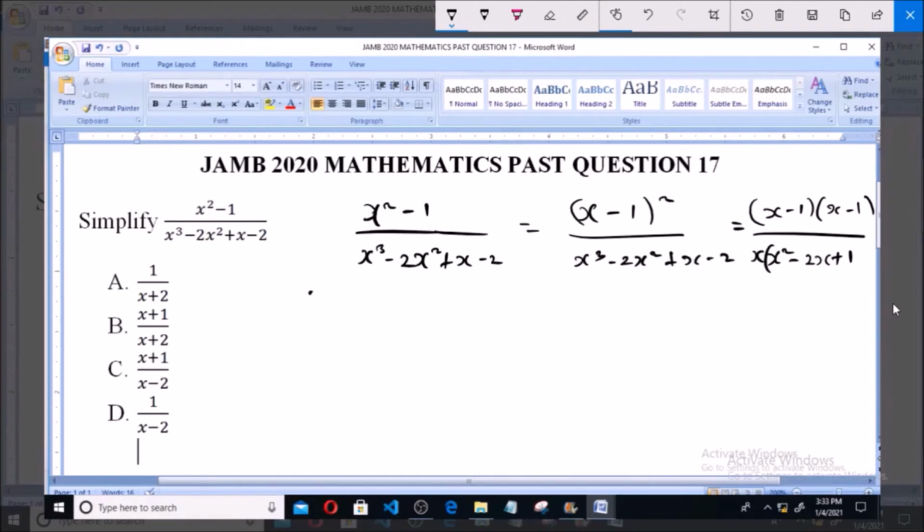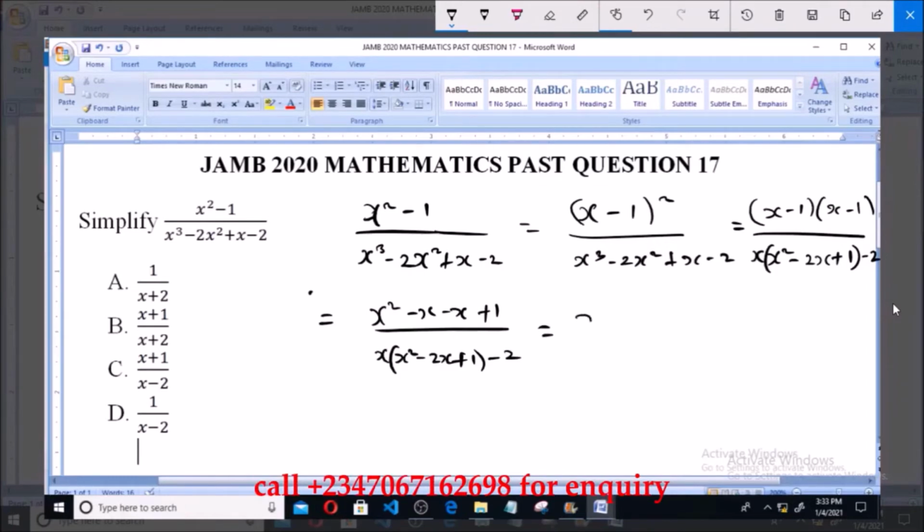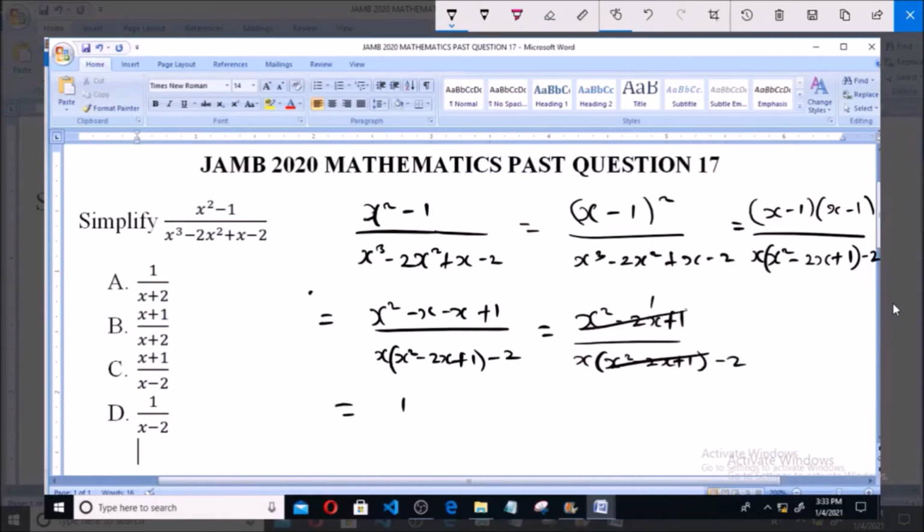Now the numerator, x minus 1 into x minus 1 is x squared minus x minus x plus 1, which is x squared minus 2x plus 1, all over x into (x squared minus 2x plus 1) minus 2. Now this will cancel this, as this here is 1. So this is equal to 1 all over x minus 2, and that is option D.